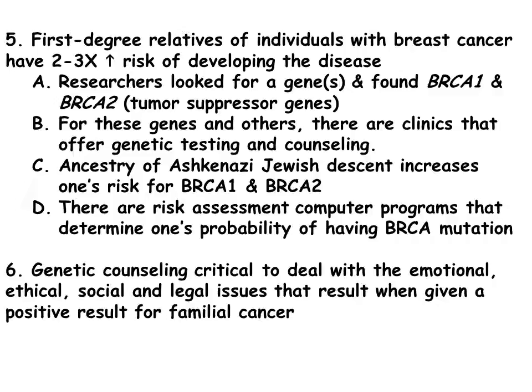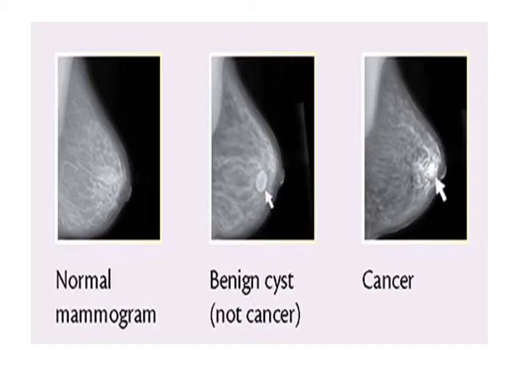So emotionally, you need the support. Ethically and socially, you can have additional problems because you may have problems with life insurance, jobs, etc., and then legal issues as well. So there's a lot to deal with if you're given a positive result on a mutation for a familial cancer.